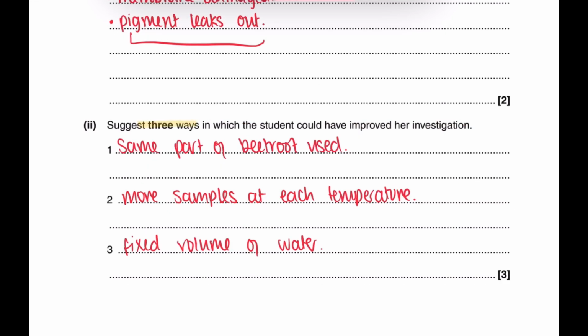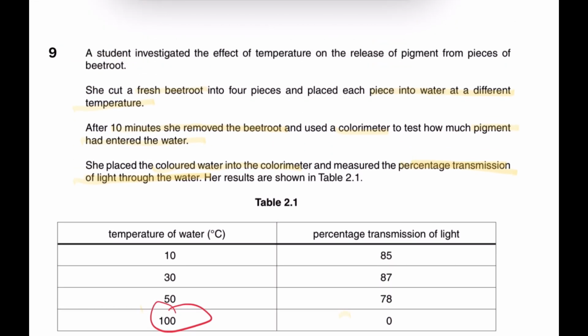Now give 3 ways in which the student could have improved her investigation. So if you look at her method, we can see whatever she didn't include. She didn't include anything to do with volume. She didn't include anything to do with the size of the beetroot, or what type of beetroot. So anything that she has missed that you usually need to have in a method, equipment, volume, size, concentration, anything to do with that, you can put as an improvement as they missed it out.